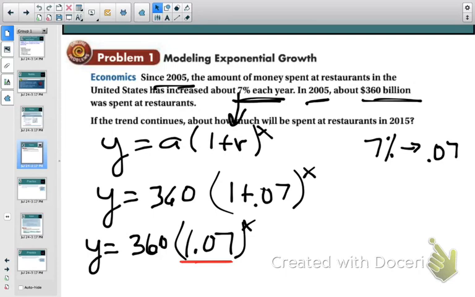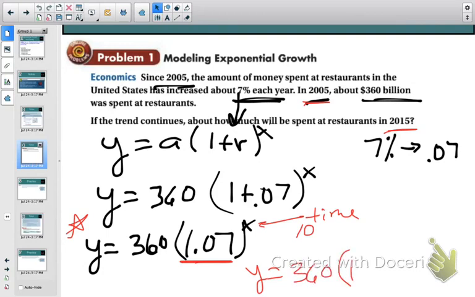And then, so this is the first part, this is our equation. If the trend continues, how much will be spent in 2015? So x is going to be time. So how much time has gone by? From 2005 to 2015, that was 10 years. So clearly this is a little outdated because 2015 has already passed. But we just plug in 10 there. So we get y equals 360 times 1.07 to the 10.